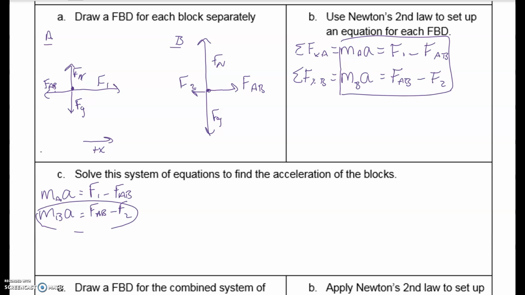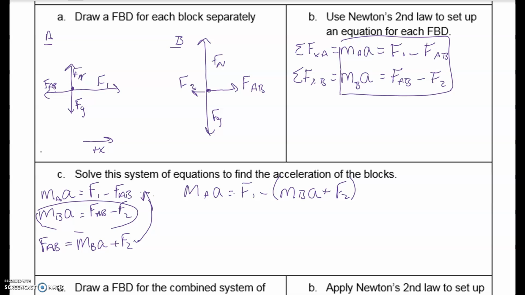All I need to do is add F2 to both sides. We find that FAB is equal to the mass of block B times acceleration plus force 2. So now we have an expression for this contact force, and we can plug it into our first equation. So we've got the mass of block A times acceleration is F1 minus this whole expression: the mass of block B times acceleration plus force 2.